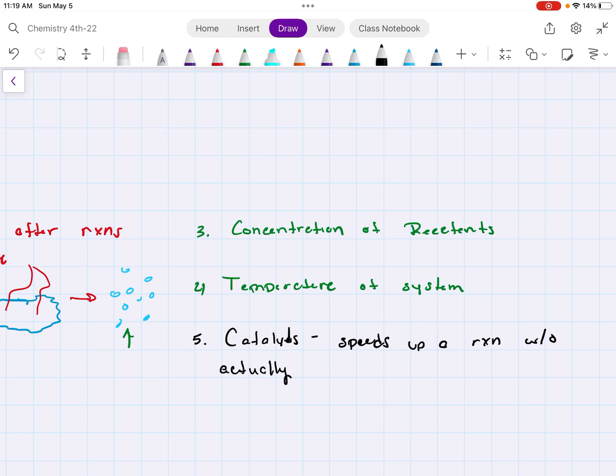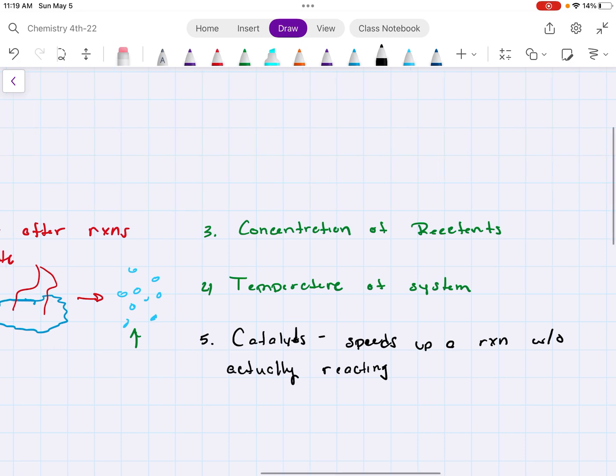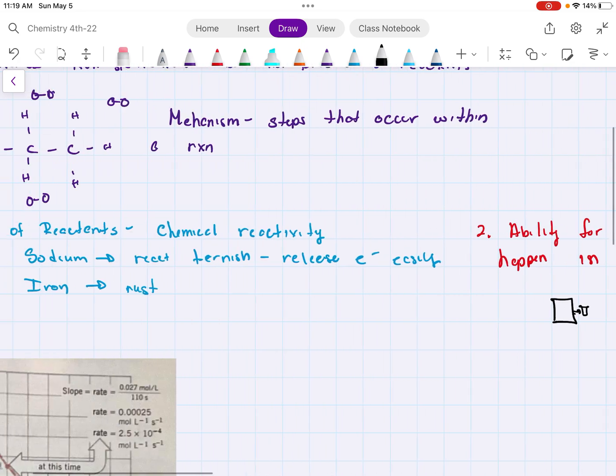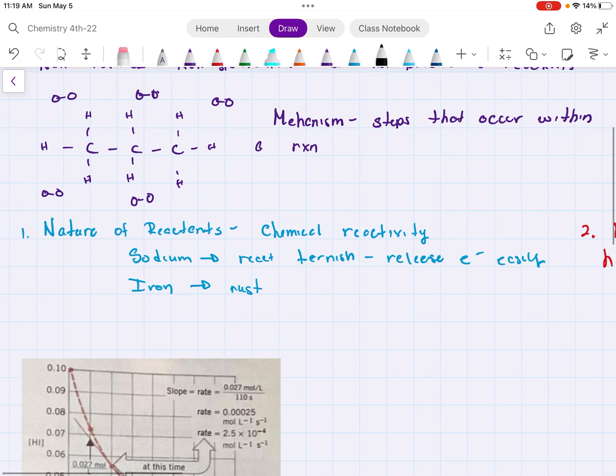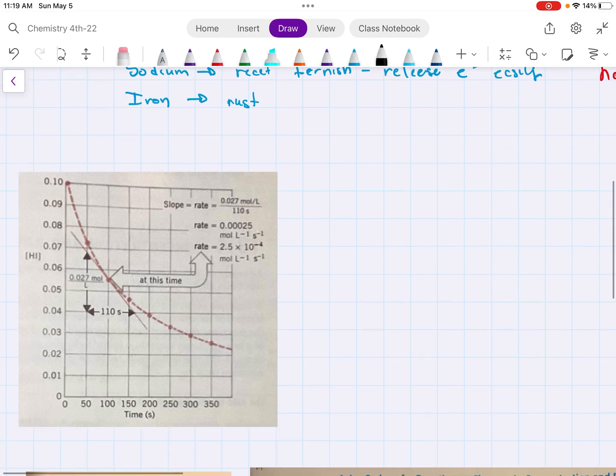And we'll see a little bit how catalysts have an effect on a chemical reaction, right? So let's take a look at what we're talking about when we're talking about rates of reactions. So here we have a graph, right?